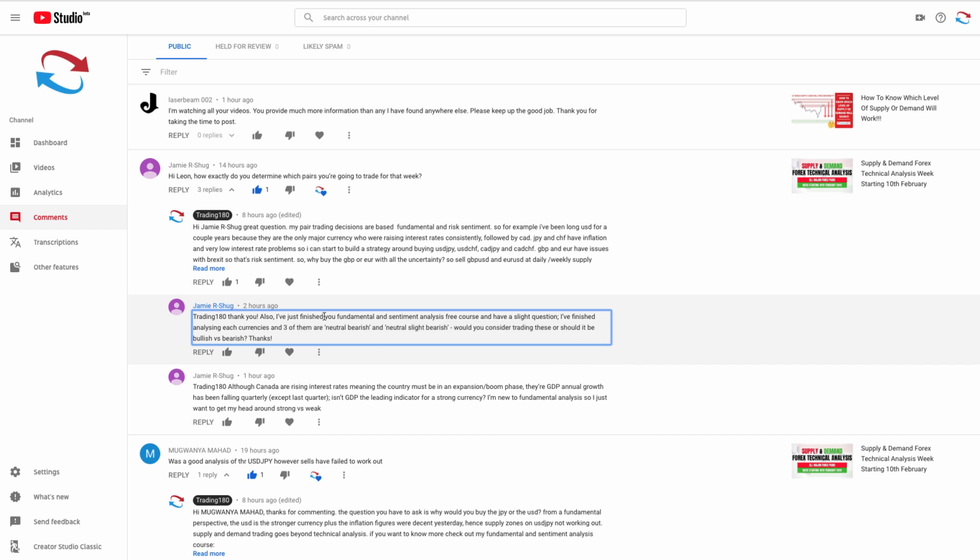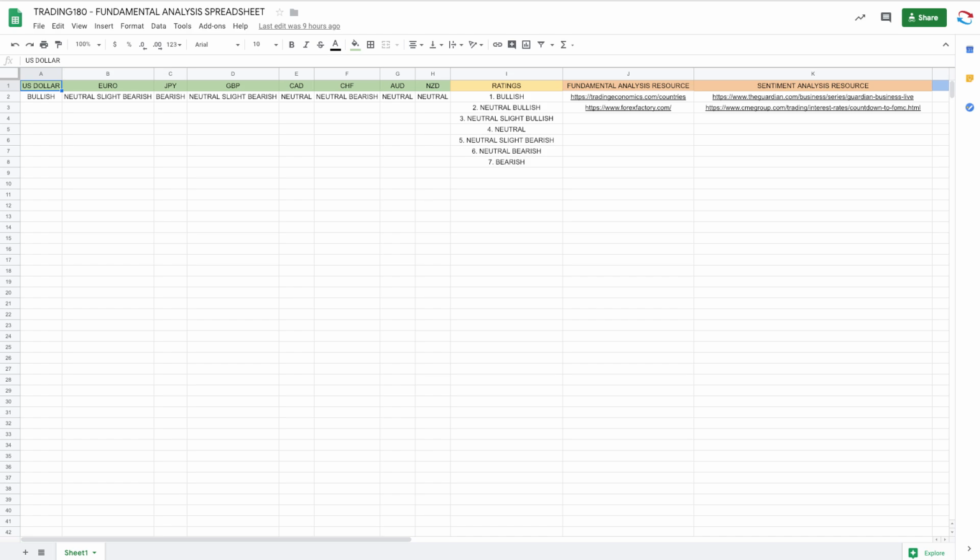Now you can consider trading, and what he's referring to is my fundamental analysis spreadsheet, where I have different grades of strength from what I think. I'm not saying it's gospel. It's just from my analysis, right? You might have a different opinion, depending on what you read and how you come to your decision on what you should be buying or selling.